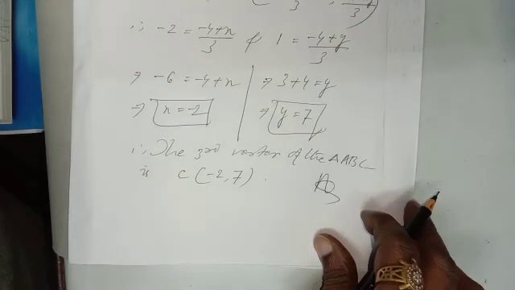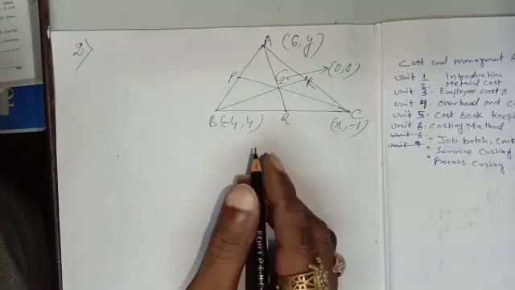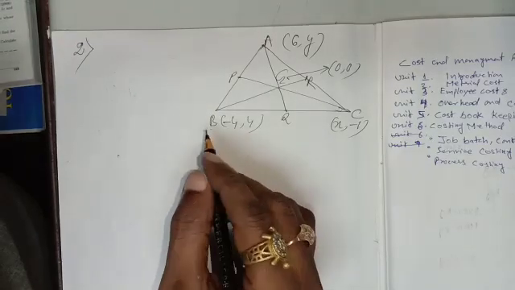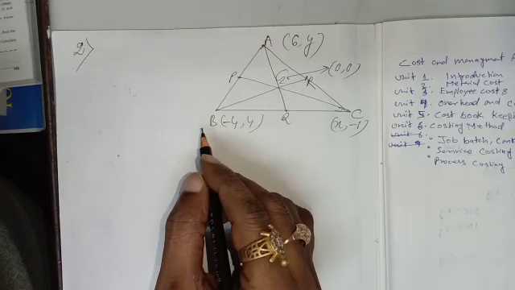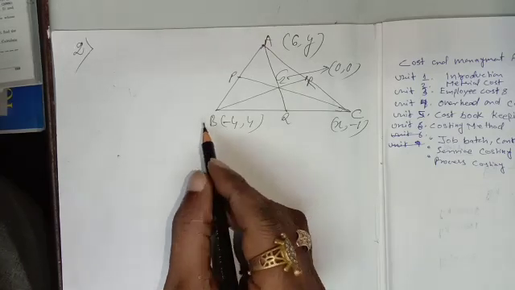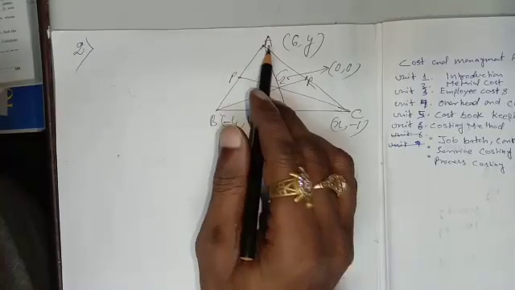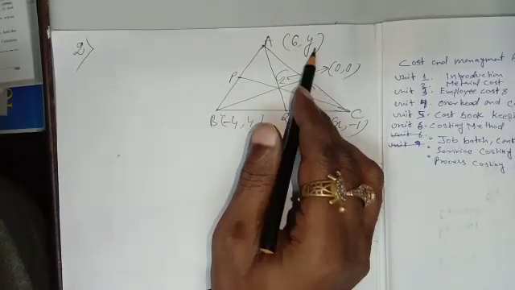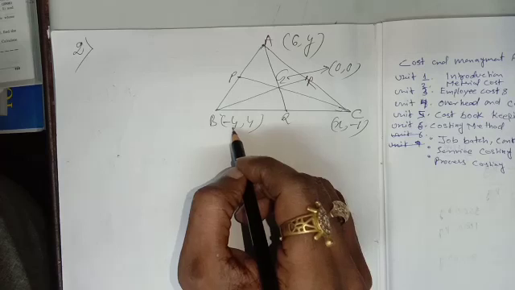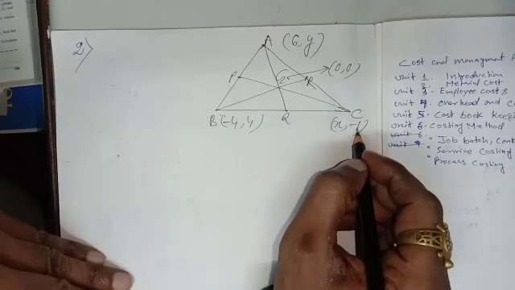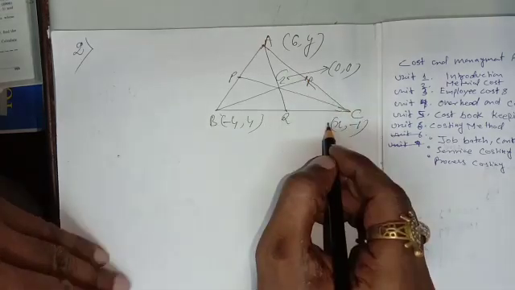Let us go to the next question. Question number 2 for my serial number. I have taken the question from the book R.S. Agarwal for class 10 ICSE board. A triangle ABC having three vertices A, B, C. A vertex coordinate is given as (6, y), B vertex is given as (-4, 4), and C vertex is given as (x, -1). This x and y are missing, you have to find out.